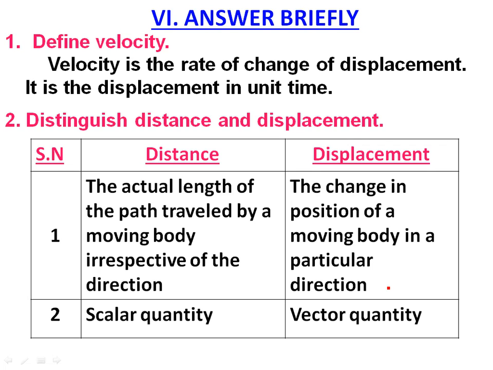Distance is the actual length of the path traveled by a moving body irrespective of the direction. Displacement, first point, is the change in position of a moving body in a particular direction. Second point, distance is a scalar quantity, displacement is a vector quantity.